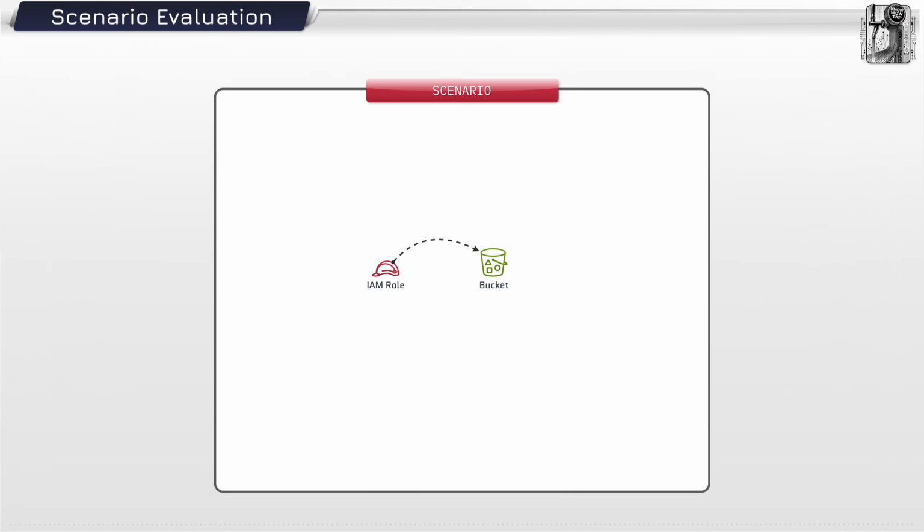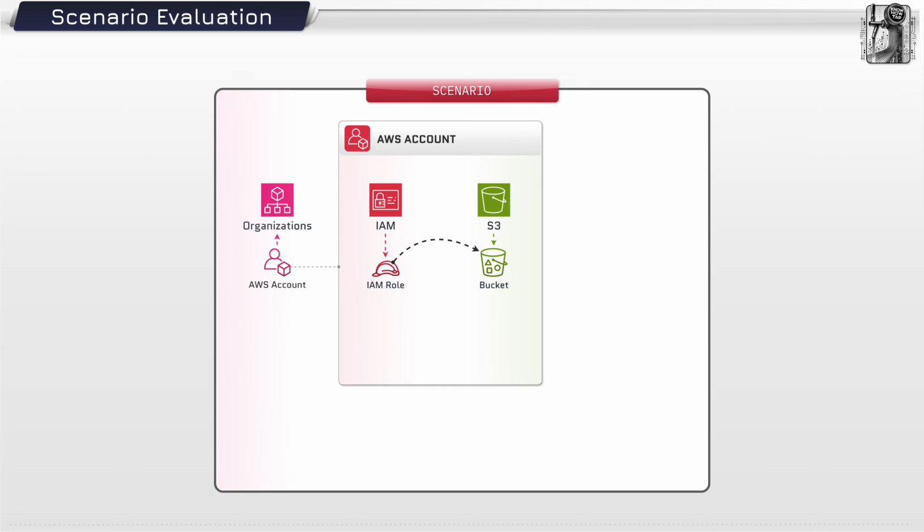Alright, here is our base scenario. We're using an IAM role to access an S3 bucket in the same AWS account. The policies you see on the screen will be in different states, and your job is to figure out the final outcome based on how they're configured.